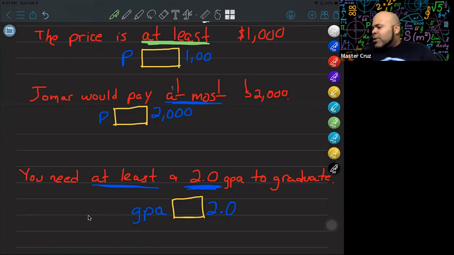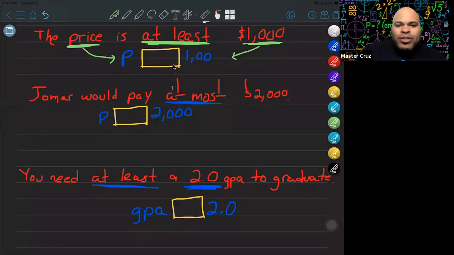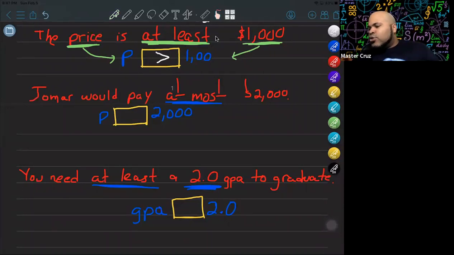Well, because I'm talking about the price, right? The price, I'm going to write this first. So that's my P. The $1,000 at the end, I'm going to write that later. And what's in the middle, which is going to go in this box, is the inequality symbol that translates for at least. So the price is at least $1,000. That means that you will need more than $1,000. So you could have greater than or equal to $1,000.